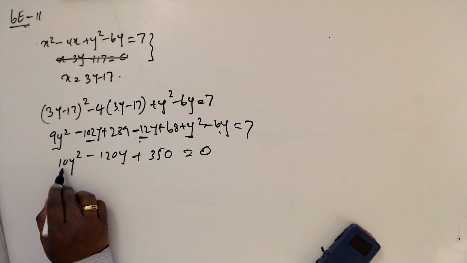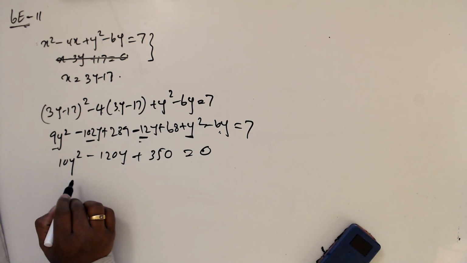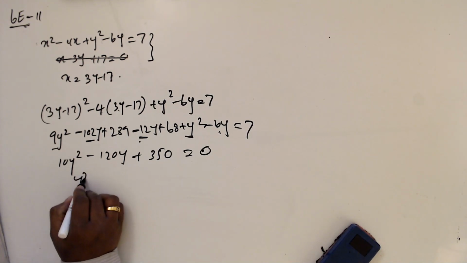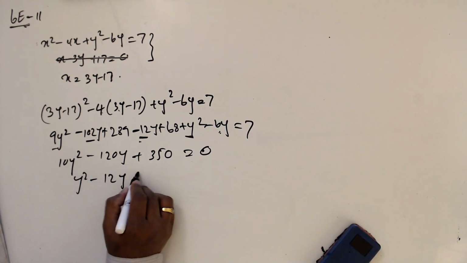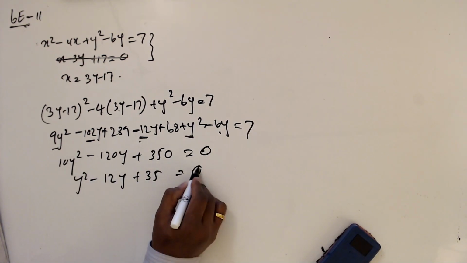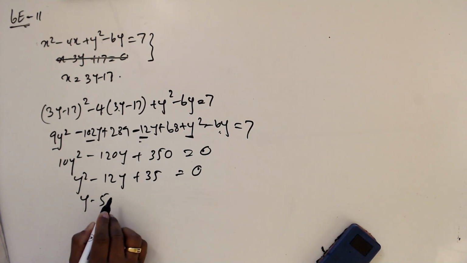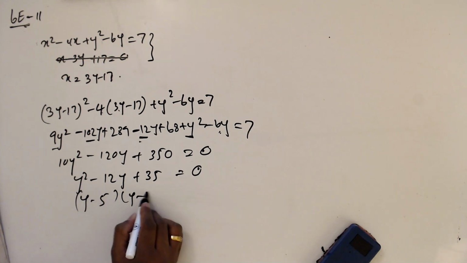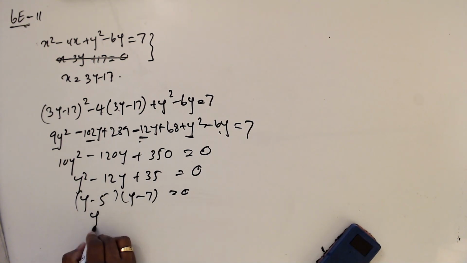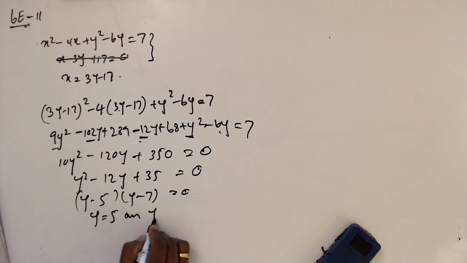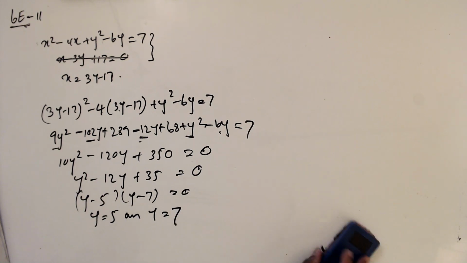I think I can divide by 10. Yes. Y square minus 12y plus 35 equal 0. I can break this one, y minus 5 and y minus 7 equal 0. Y equal 5 or y equal 7.